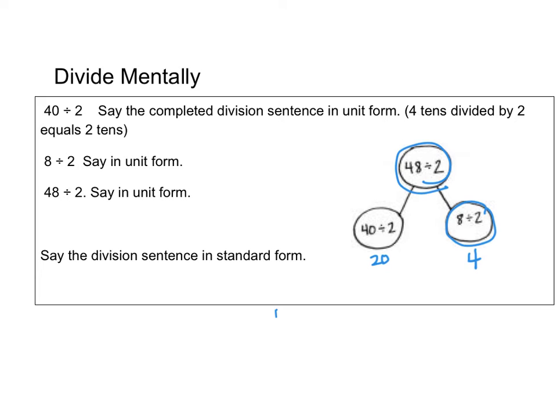And our total answer here is 48 divided by 2 equals 24. All right, we're going to do that on the next page. We're going to look at a couple more like that.